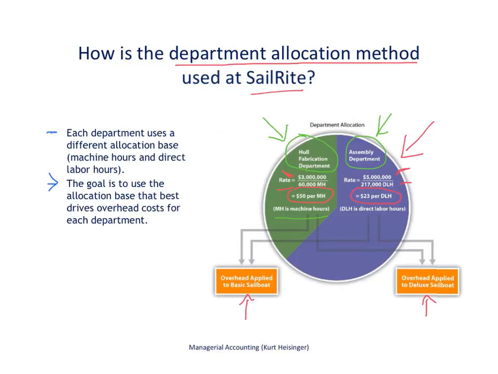So we've got 2 rates here. It could be 3 or 4. It just depends on the number of departments that we have as a company, but we kept it fairly simple here. We have a rate for each department that is used to allocate overhead to the individual products.